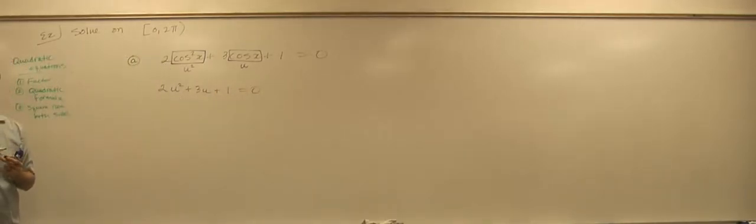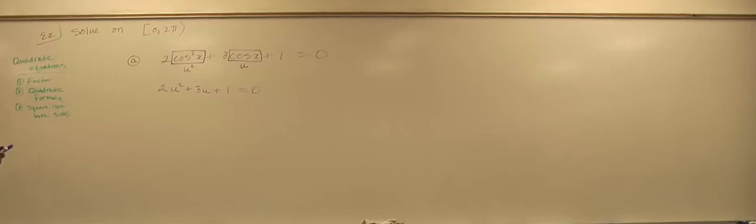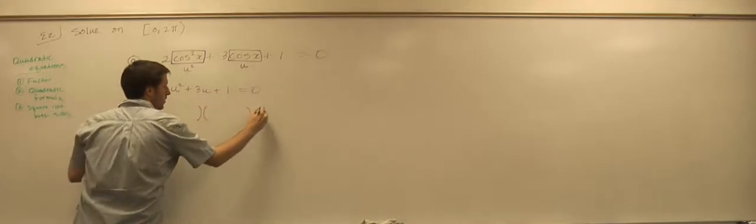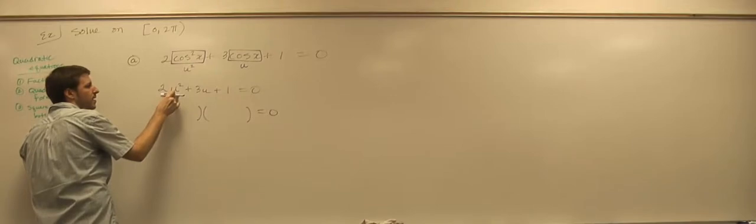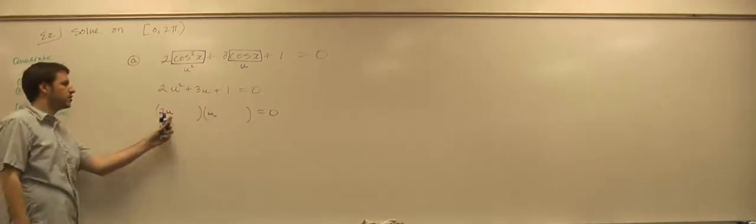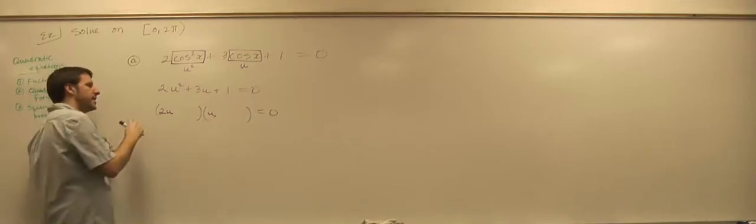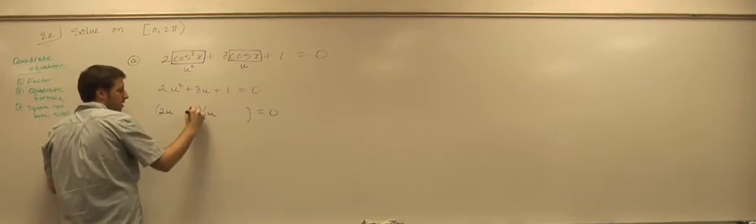How do you solve this? Factor. You can factor it. So you break this down. You say, okay, what two things multiply out to 2u squared? Well, 2u and u. Right? 2u times u is 2u squared. And then you have to be careful. You want the other terms to multiply out to 1.